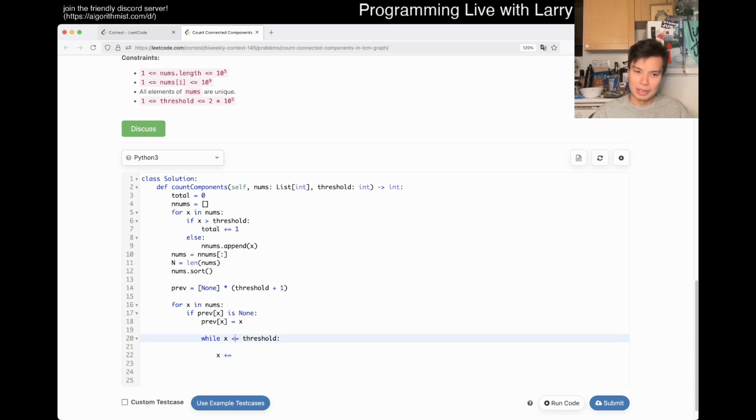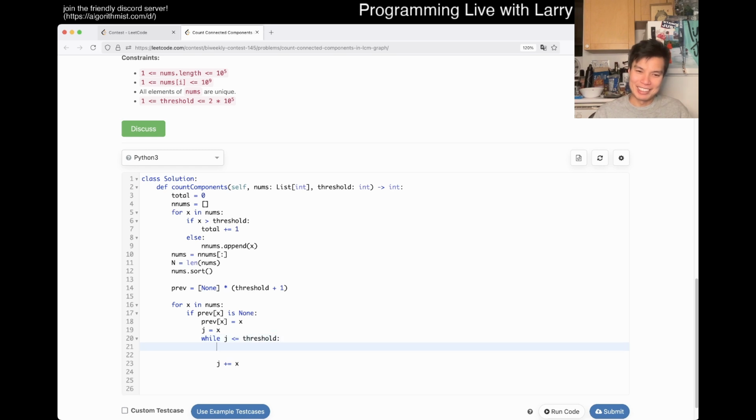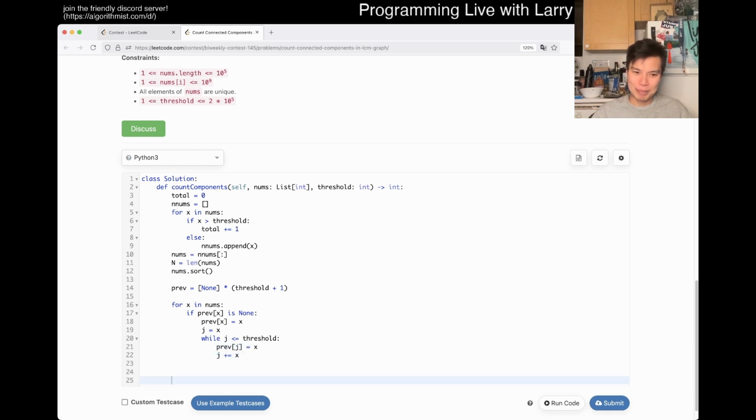Oh, now Larry, you already forgot how to write sift, the same code you wrote 10 minutes ago. I did forget. Right, something like this, right?